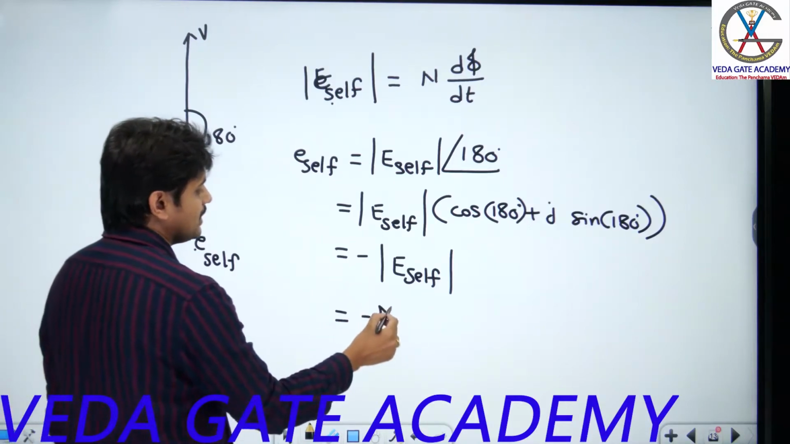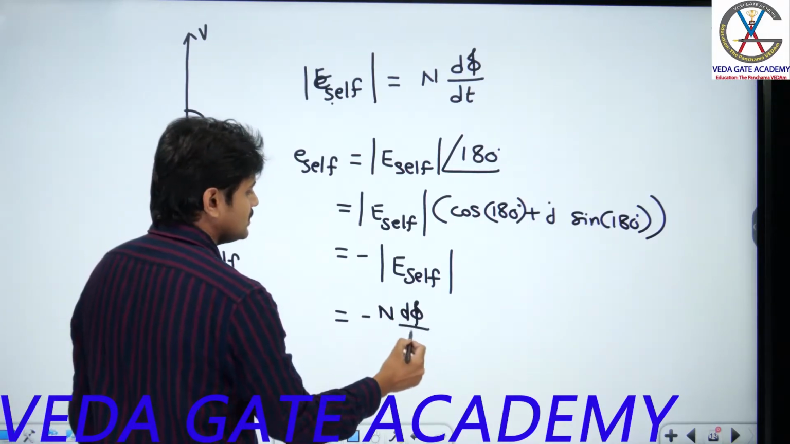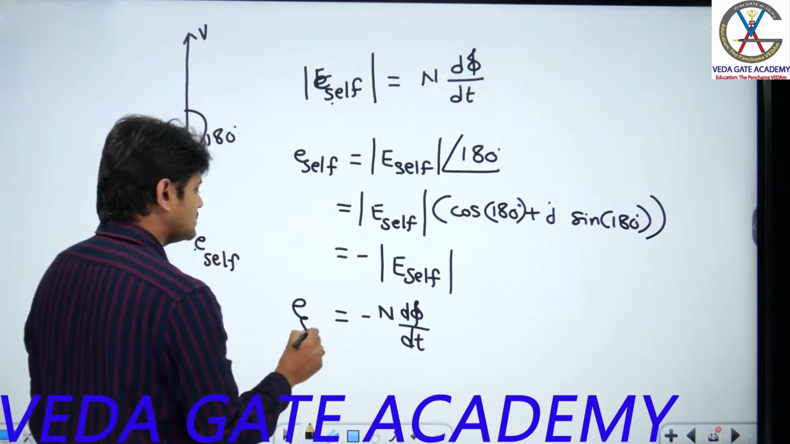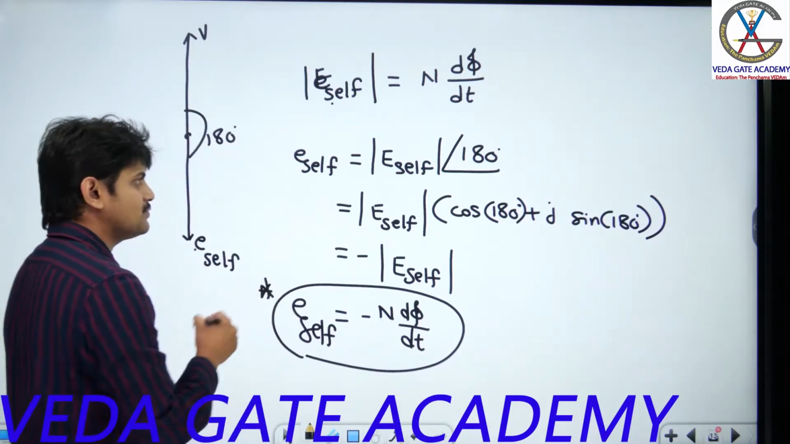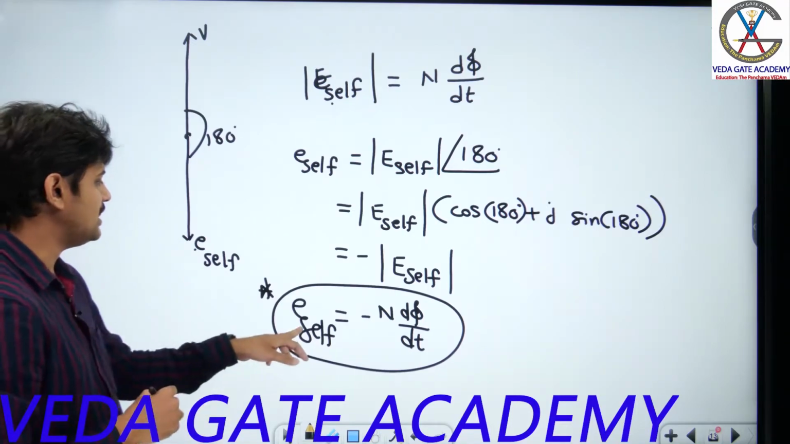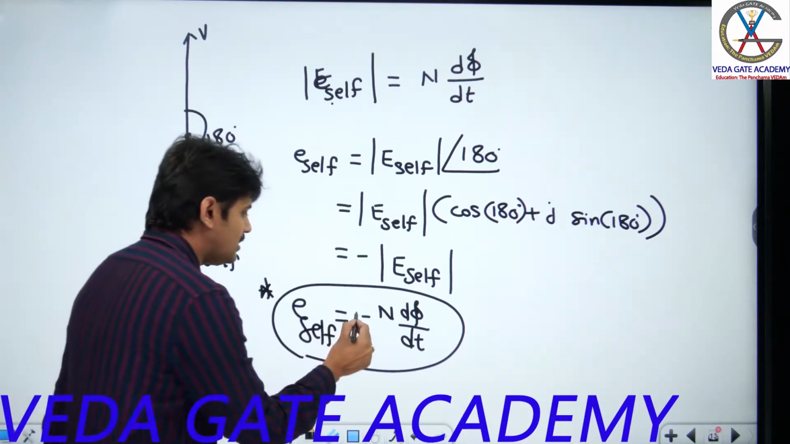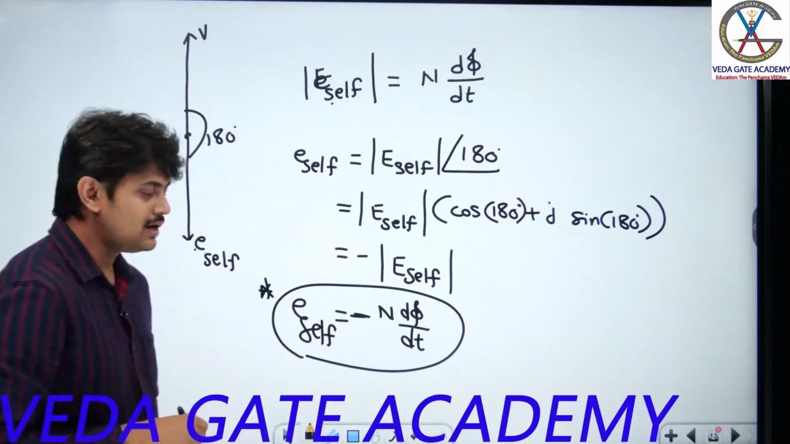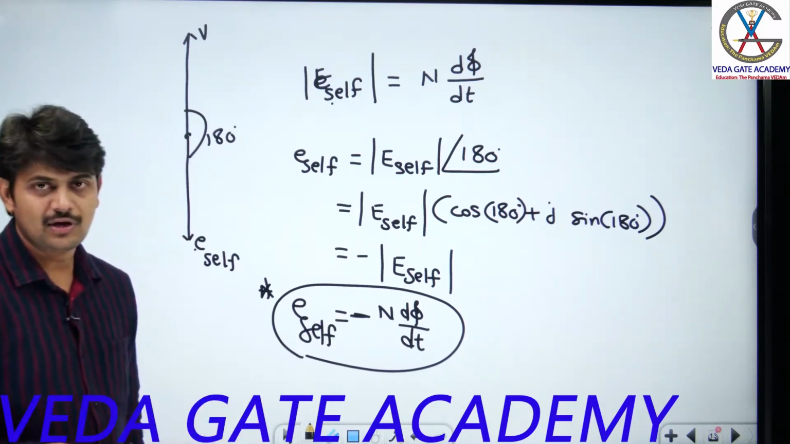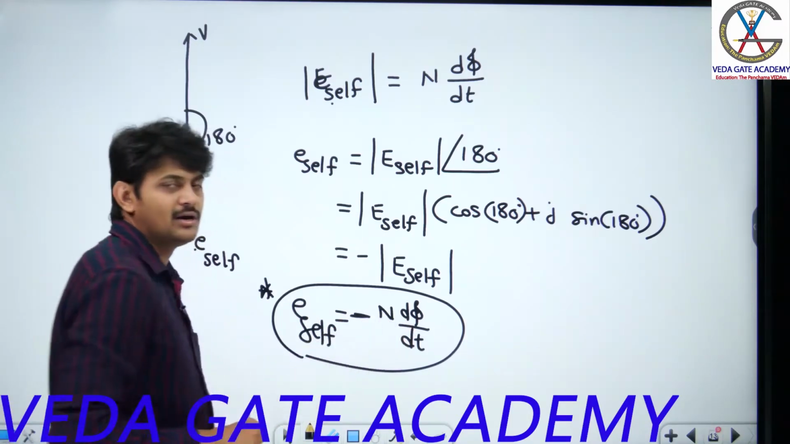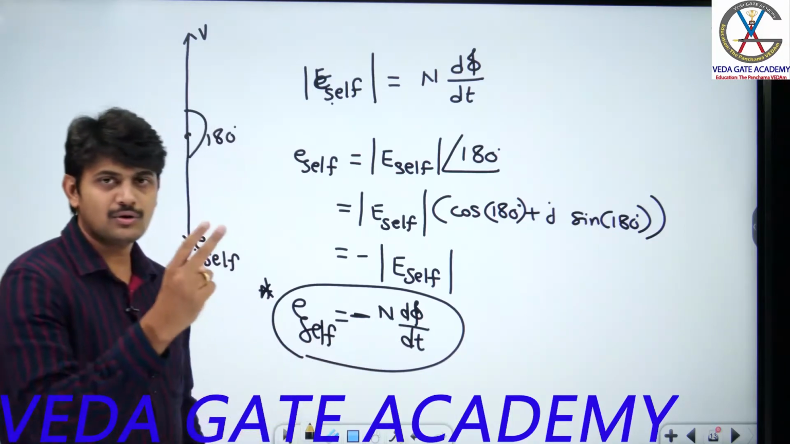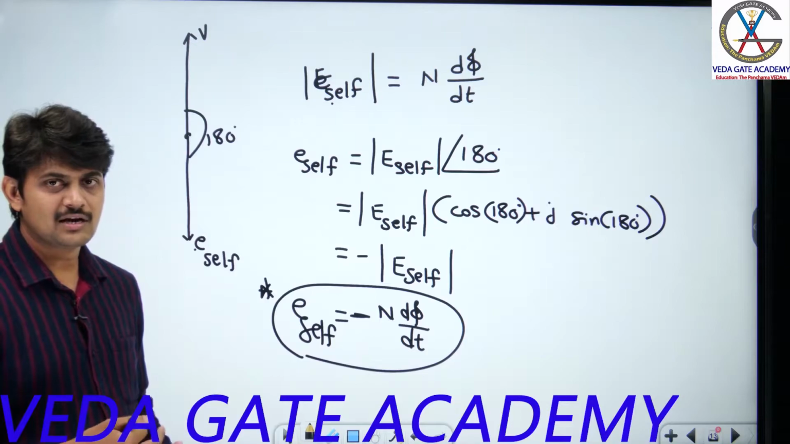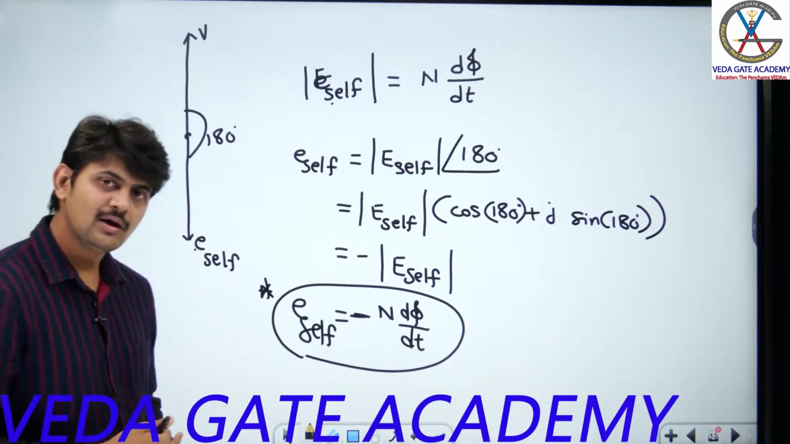So what is the magnitude of self-induced EMF? We got the expression N d phi by dt. So this is the exact formula for self-induced EMF. Please make a note of this formula. The magnitude of EMF is equal to minus N d phi by dt. Here the minus represents Lenz's law, that is the polarity of the self-induced EMF, and N d phi by dt represents the magnitude, Faraday's second law. So how many laws are involved in this formula? Two laws. What are those two? One is Lenz's law and the second one is Faraday's second law of electromagnetic induction.